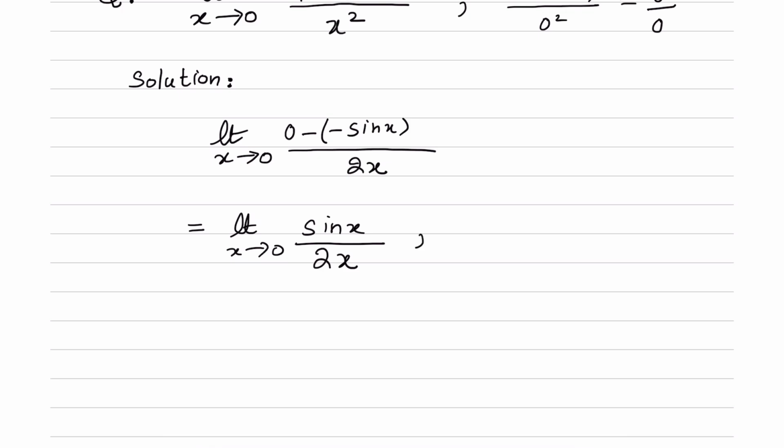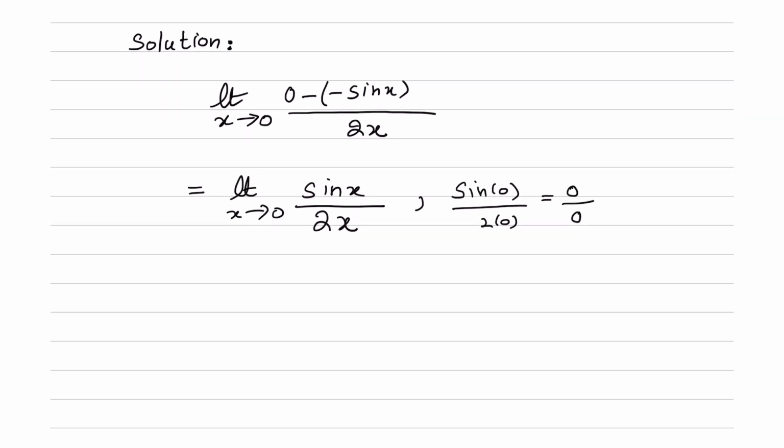We can see that when we directly apply the limit, we get sin 0 divided by 2 into 0. Sin 0 is 0 and 2 into 0 is 0. We again got 0 by 0 form. We will apply again the L'Hopital rule. So there is no restriction on how many times we can apply the L'Hopital rule in one question. As long as you get 0 by 0 or infinity by infinity form, you can always apply the L'Hopital rule.